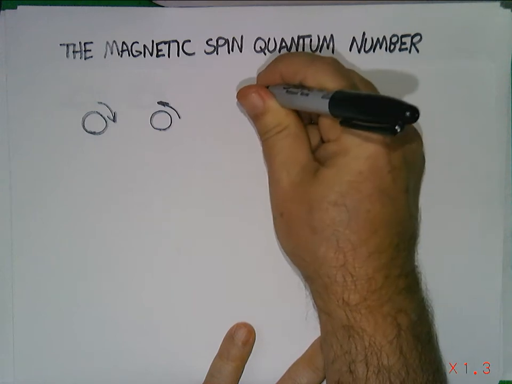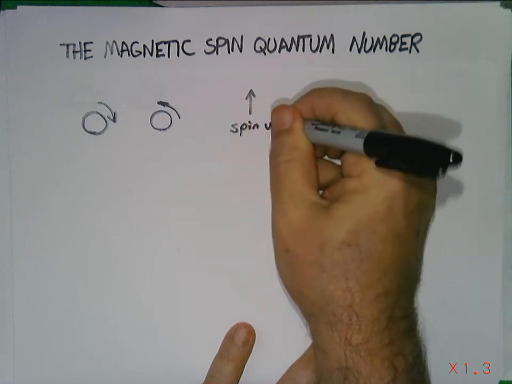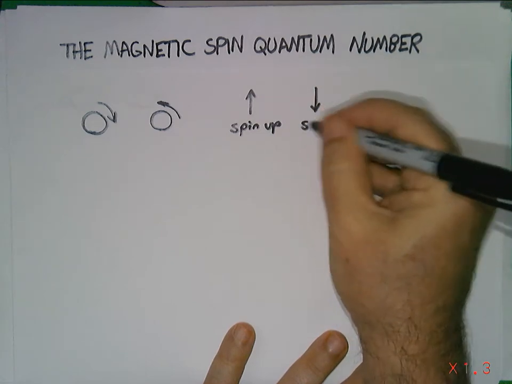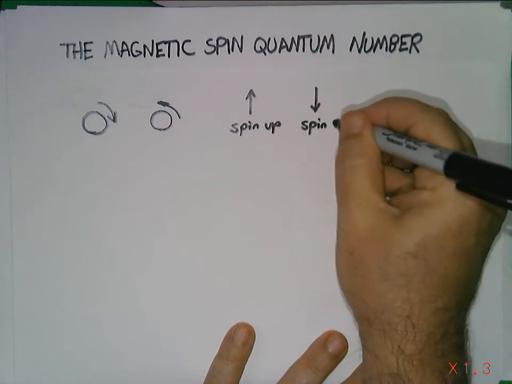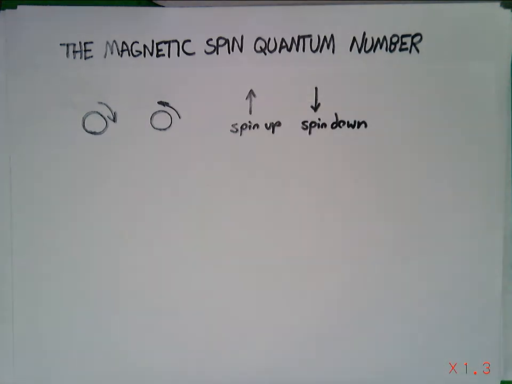There could be a spin-up electron, or there can be a spin-down electron, depending on which way it's spinning. And this is the terminology that they use. 2 kinds of electrons, spin up or spin down.